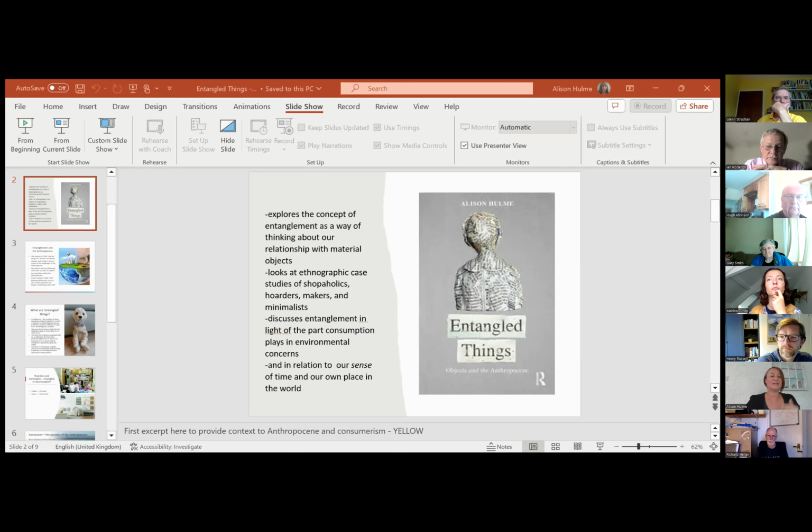So the book discusses entanglement in light of the part consumption plays in environmental concerns. And essentially that is the joining of the two realms of concepts work that has been done and that I hope to get to tonight, but it's a tall order. And it talks about this in relation to our sense of time and of our own place in the world. So things like deep time come into the book. I'm probably not going to have time to get into them tonight, but maybe we will in our discussion. So that's what the book is all about. It's a little bit what tonight's talk is going to be about as well.